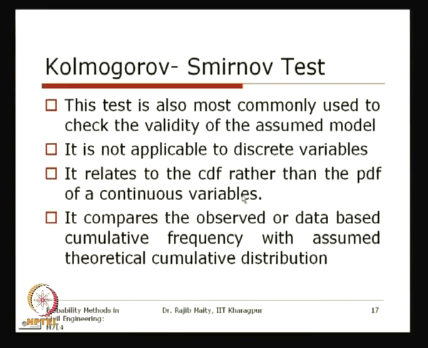So earlier, what we have seen in the chi-square test is basically a PDF that we are talking about. Here, the KS test is generally based on the CDF, that is the cumulative distribution function, and it compares the observed or data-based cumulative distribution with the assumed theoretical cumulative distribution.